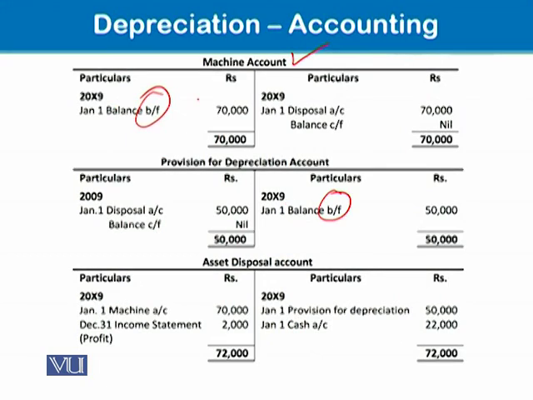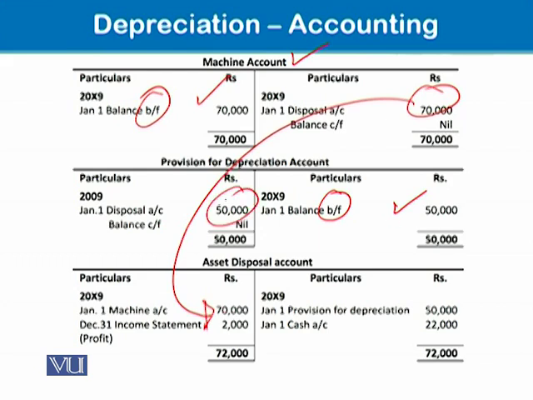So opening balance of machine being debit in nature is placed in the debit side. Opening balance of provision being credit in nature is placed in the credit side. Then we have to close this in the asset disposal account, and we have to close this in the asset disposal account, same as we did in the previous module. By doing this, both our balances are nil. So both of these two accounts have been transferred to the asset disposal account.